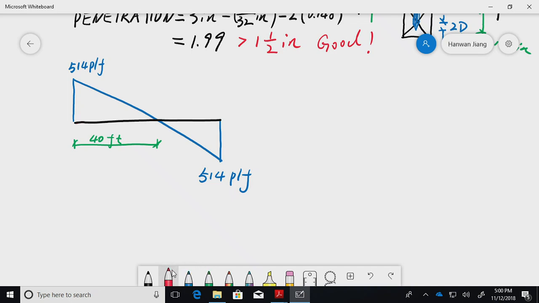So at a certain distance, let's say this point has a distance of x to the middle span, the unit shear will decrease down to 400, and after that point, no blockings are required after this distance.